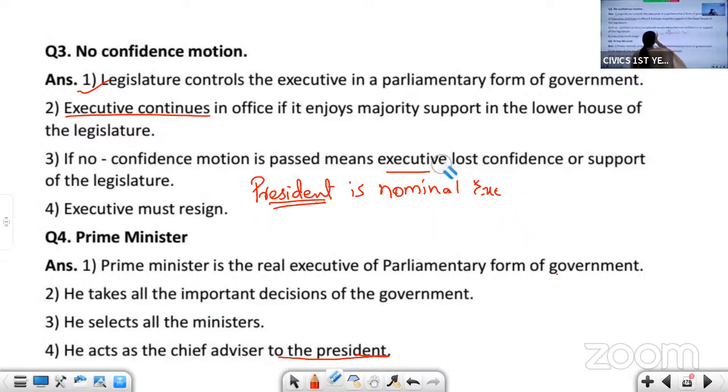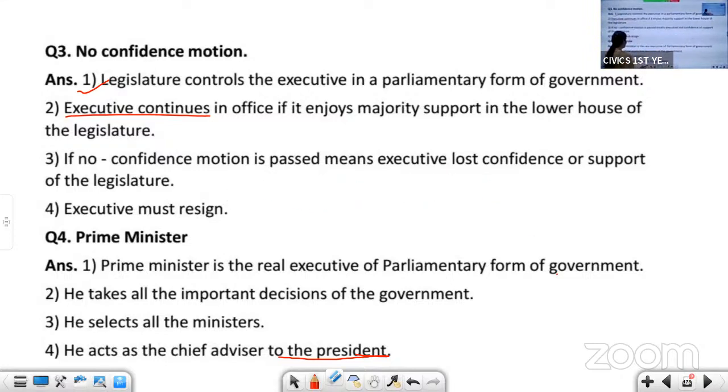Okay, it is very simple. See, I don't know how people will fail in civics. It is very simple subject, easy subject. If you are able to understand, you can write it.